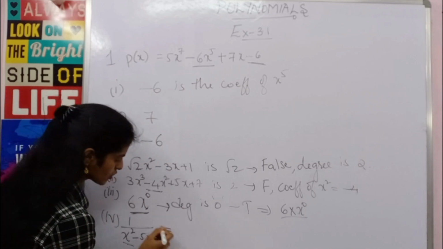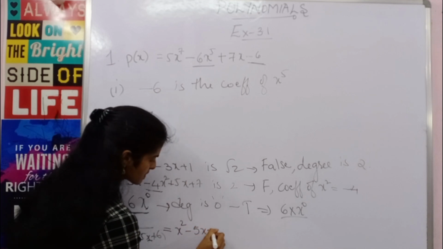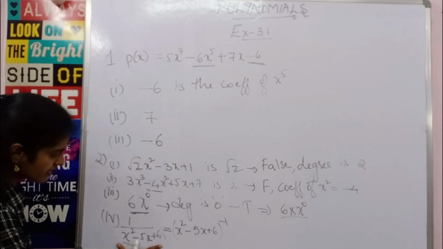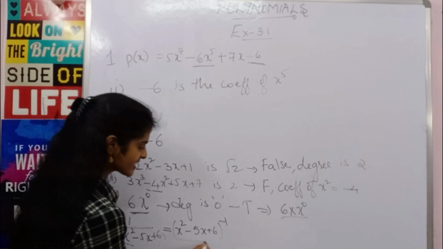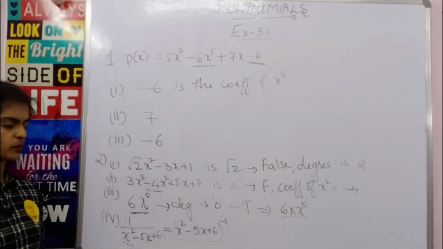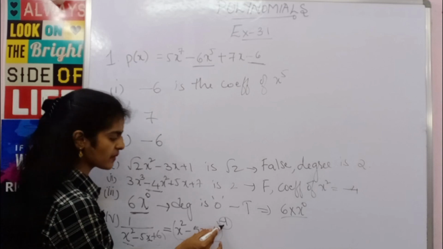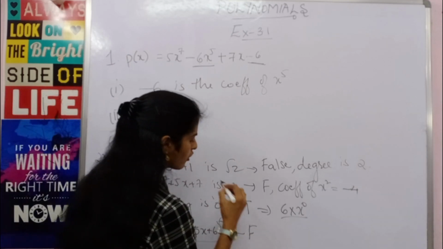So if you take it to the numerator, what happens? It is x square minus 5x plus 6 to the power minus 1. The denominator, if you take it to the numerator, will be power minus 1. Now, is this a polynomial? No, because it does not have a non-negative integral power. If the power is negative, then this is not a polynomial. So this is false.